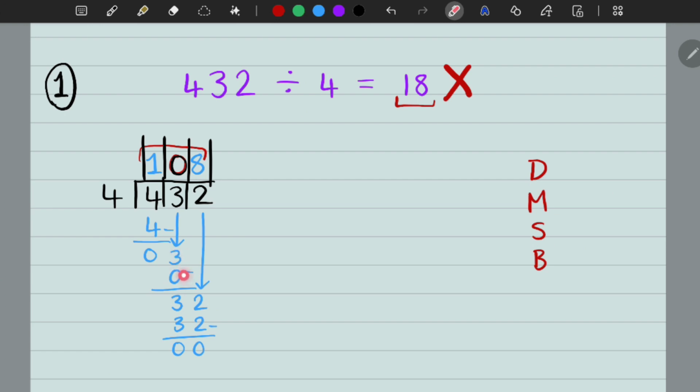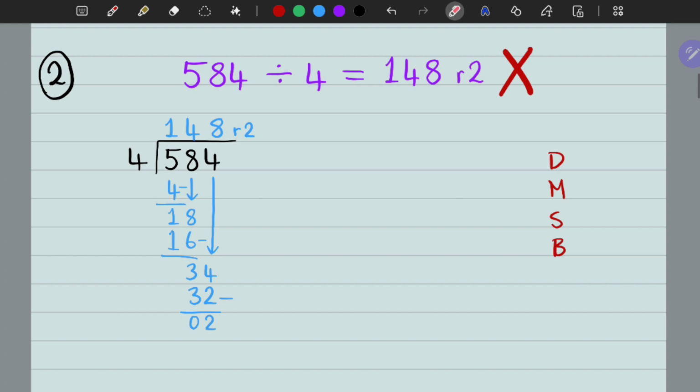3 subtract 0 gives me 3. I bring down my next digit, which is 2. What is 32 divided by 4? That is 8. 8 multiplied by 4 is 32. I subtract and I have 0. Perfect. So the only mistake here was the missing 0. So I'm going to call this mistake number 1, the ghost 0. Okay, let's move on to mistake number 2.